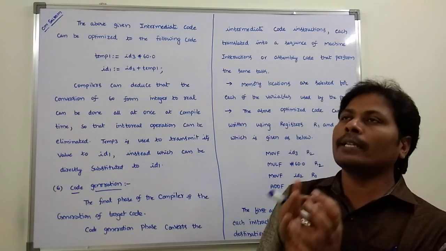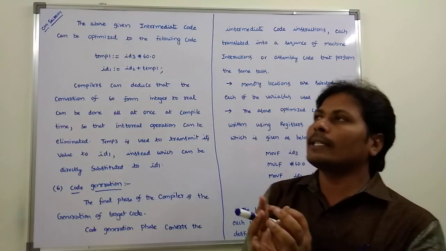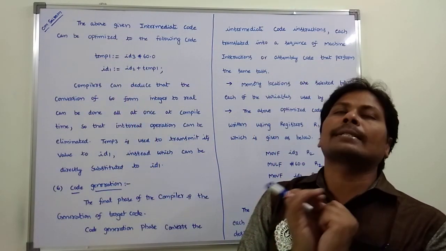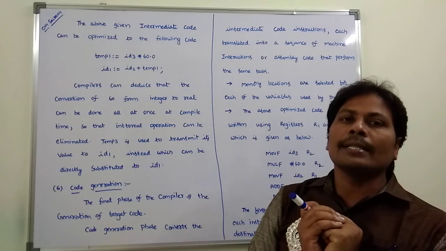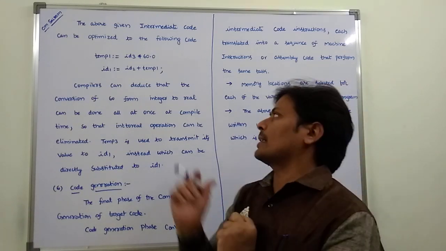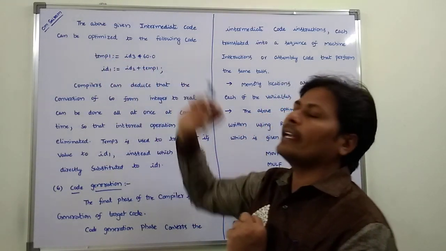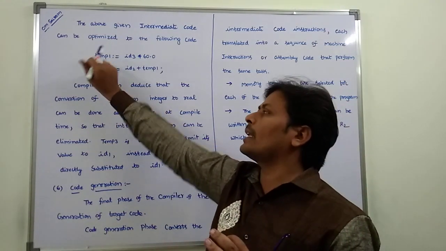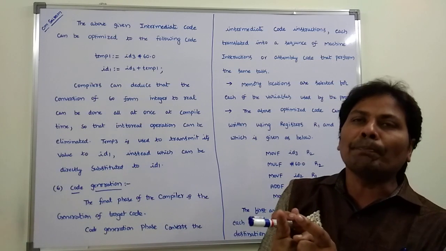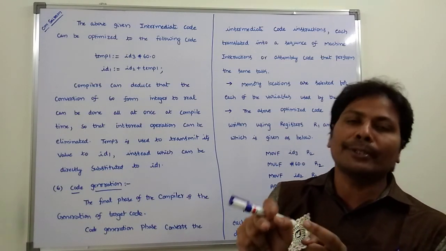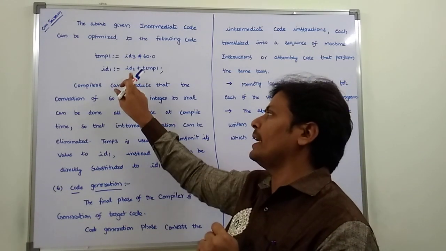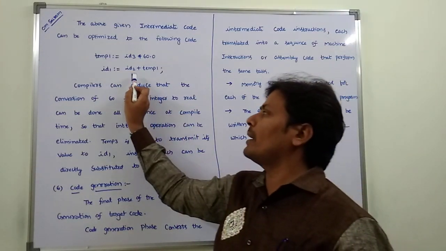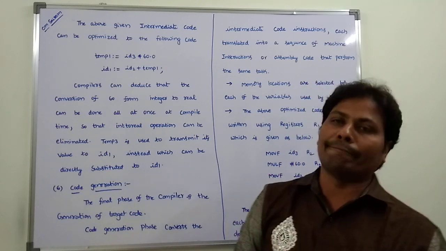Now whatever result we get is temp1, which means id3 into 60. This temp1 can be added to the identifier id2, and the result can be assigned to id1.